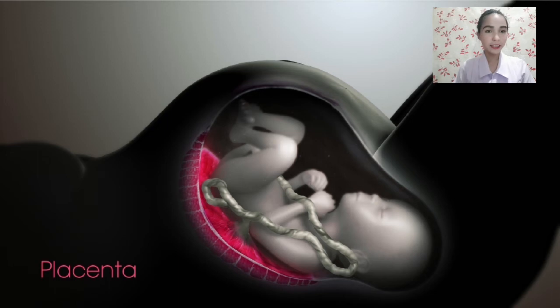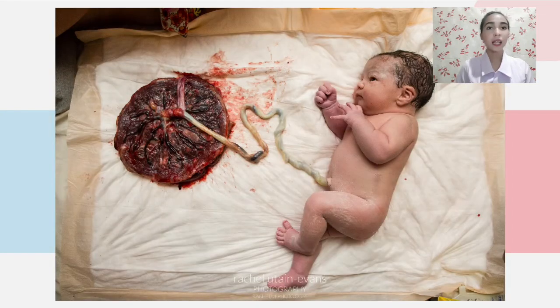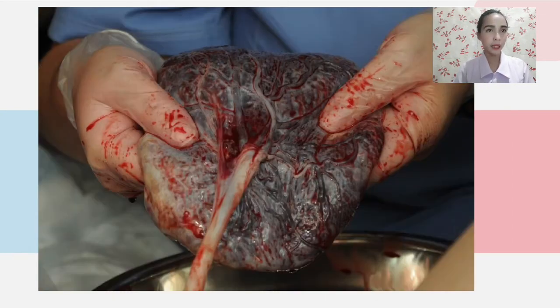Before we proceed, let us first learn what the placenta is. The placenta, as shown here in my diagram, is this red area here. The placenta is the organ that connects the fetus via the umbilical cord to the uterine wall of the mother. This is where the exchange between maternal and fetal blood takes place. The placenta provides the fetus with oxygen and nutrients and takes away waste such as carbon dioxide. Normally, it attaches at the top or at the side of the uterus. At birth, it is delivered after the baby.